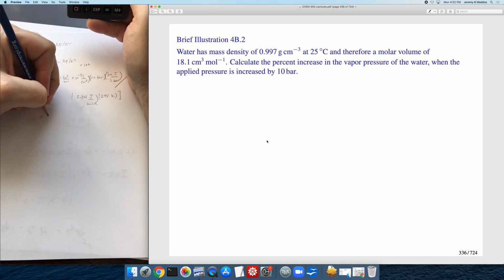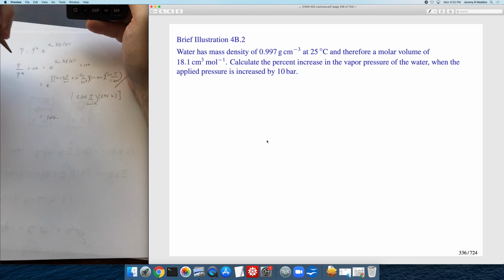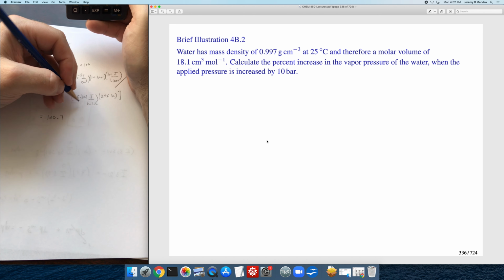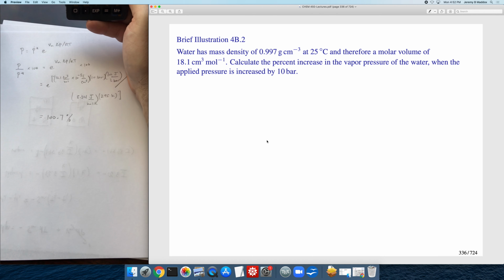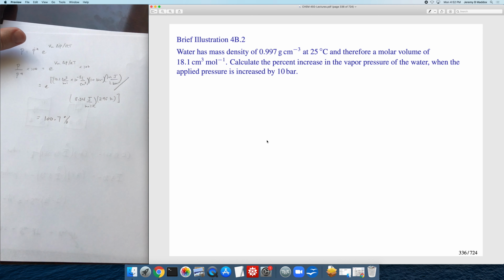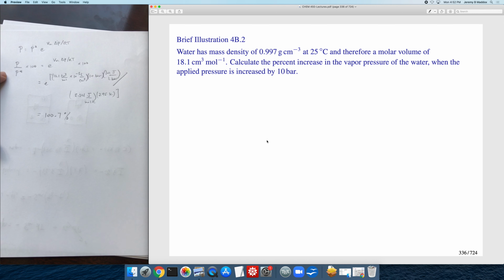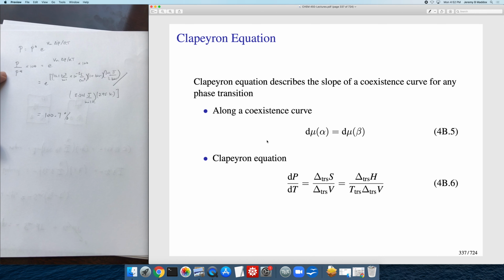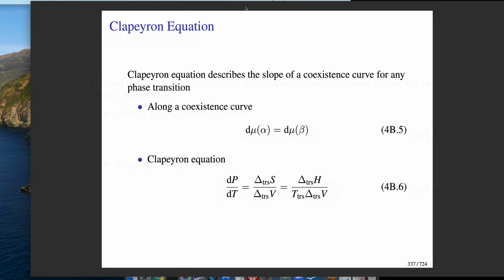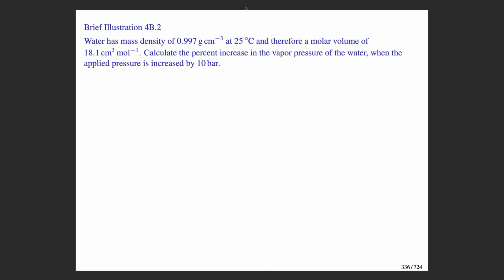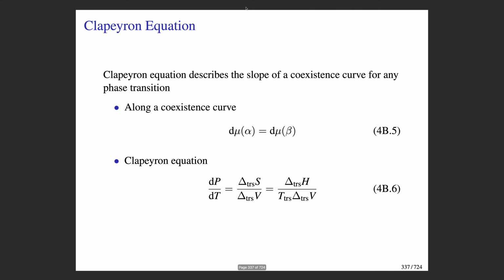Okay. And so this ratio is 100.7%. So the increase is by 0.7%, right? If we started out at 100%, it increased by 0.7%. So that's the increase in the vapor pressure. This is probably not a high priority problem, just so you know.